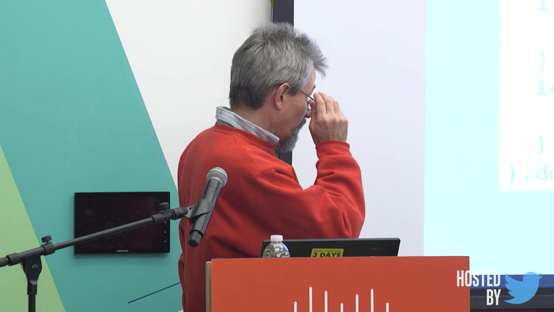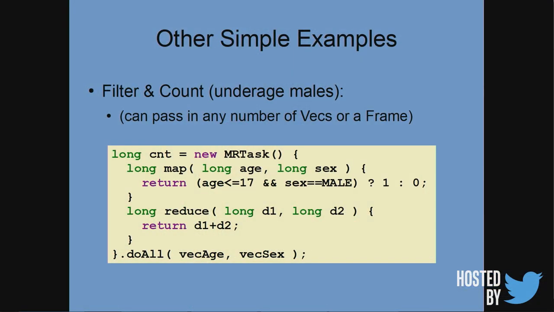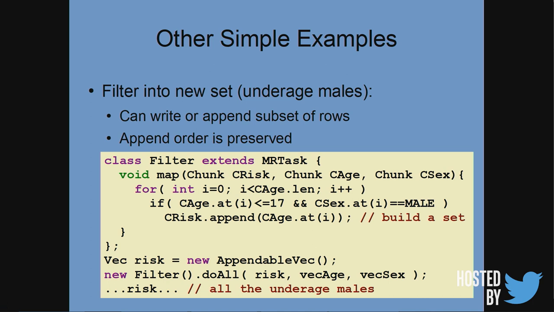Here's a case of doing a filter where I'm just collecting a Boolean and then counting it, because I was counting underage males, males below 17, whatever it's going to be. Here's the filter where I append people who pass my filter.